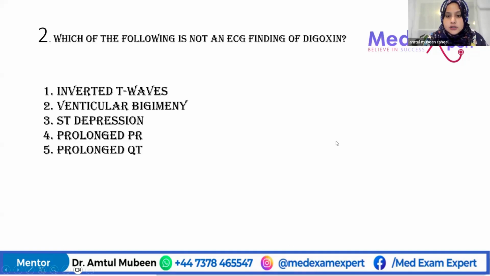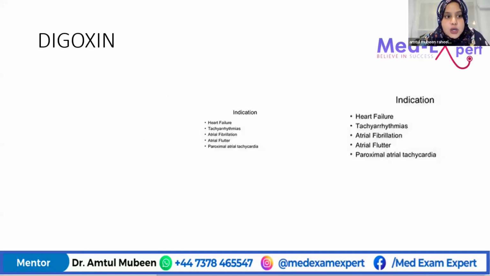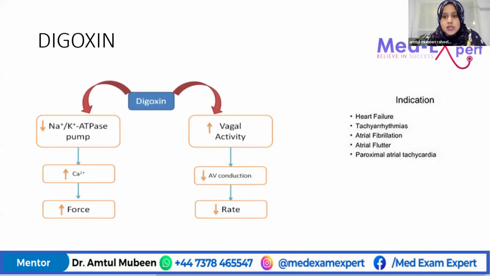So here is the answer, and many of you have answered it correctly. It's prolonged QT. So guys, can you tell me what digoxin is? How does digoxin work? Digoxin acts on the sodium and potassium pump. When it acts on the pump, it stops it and decreases the activity of the sodium potassium channel.